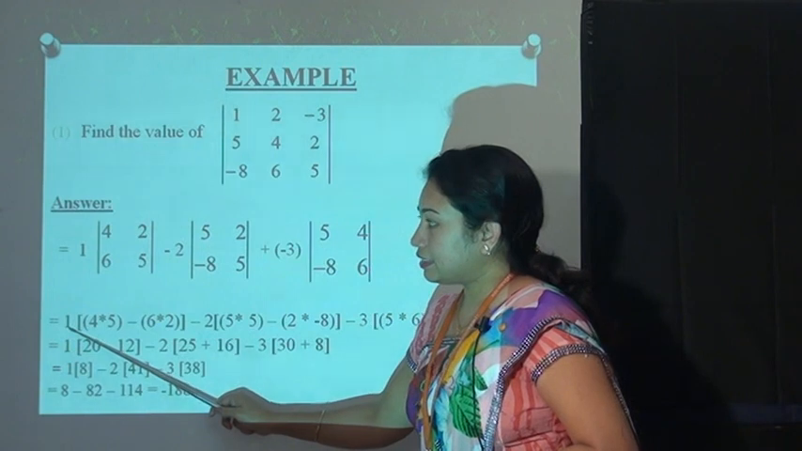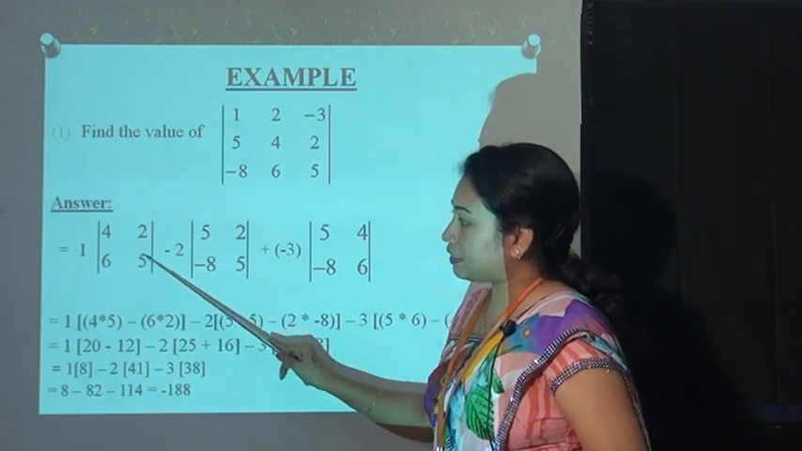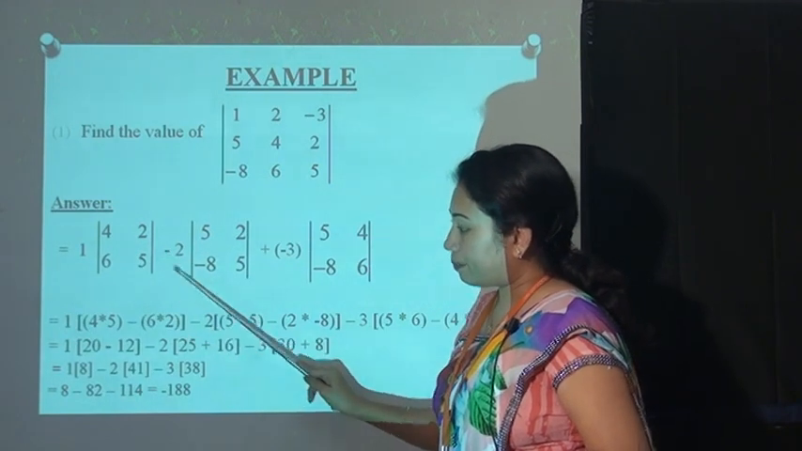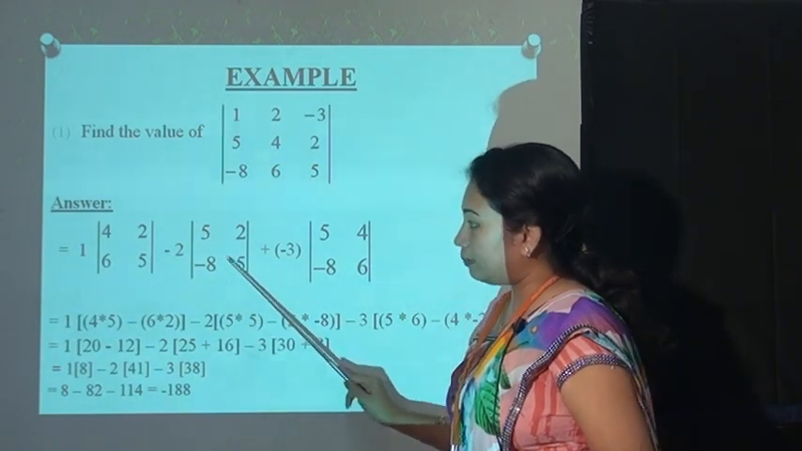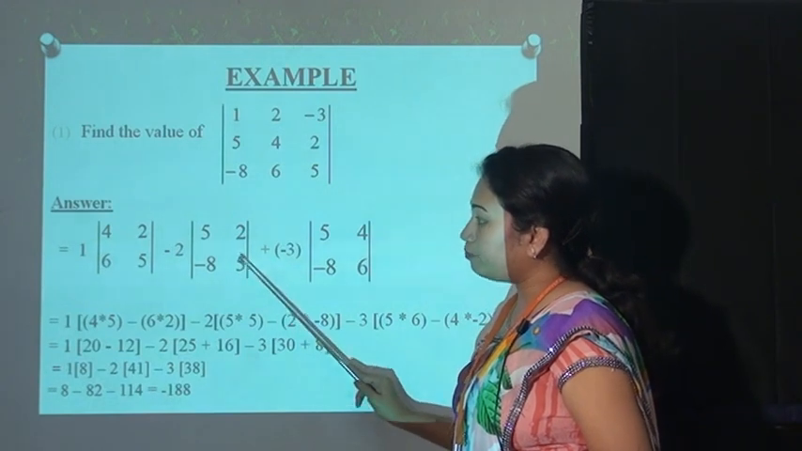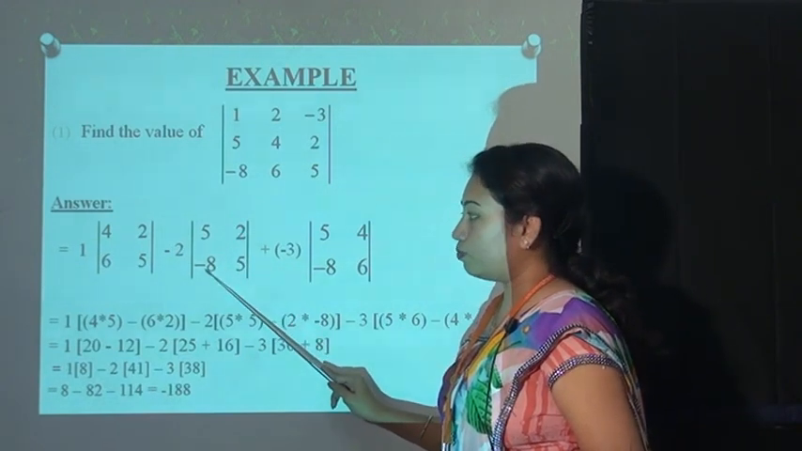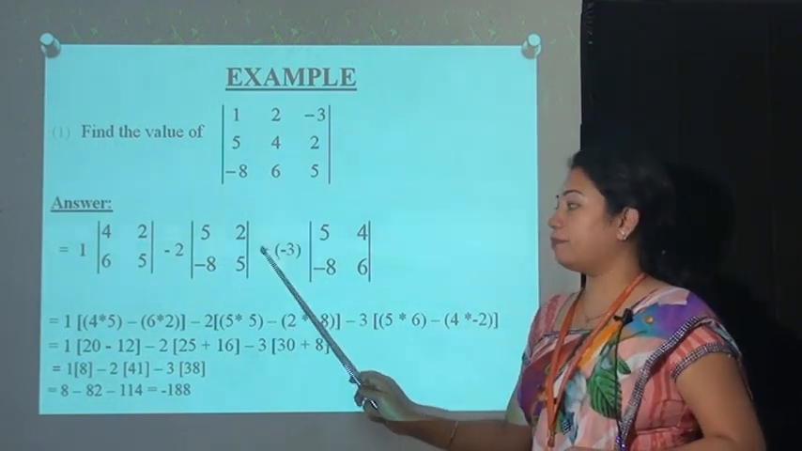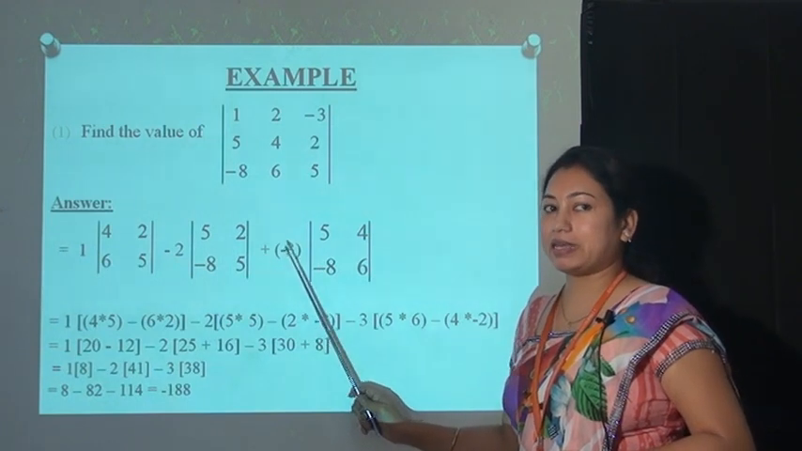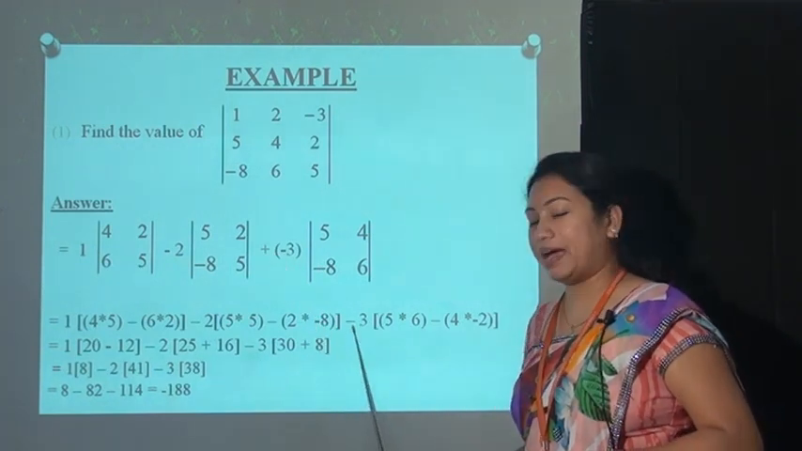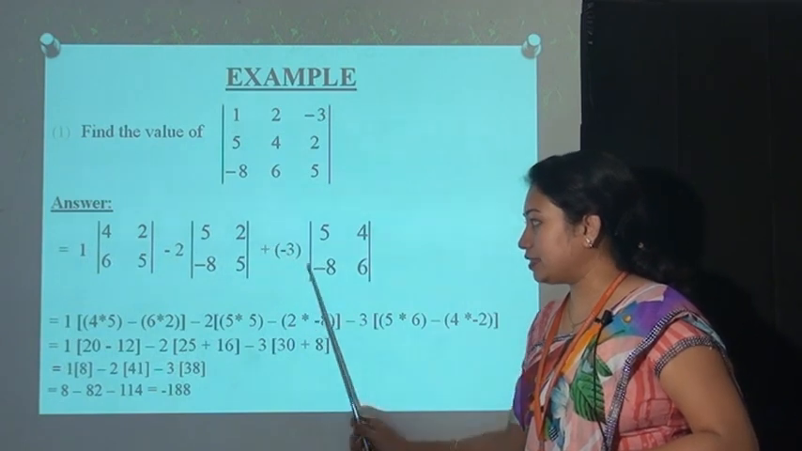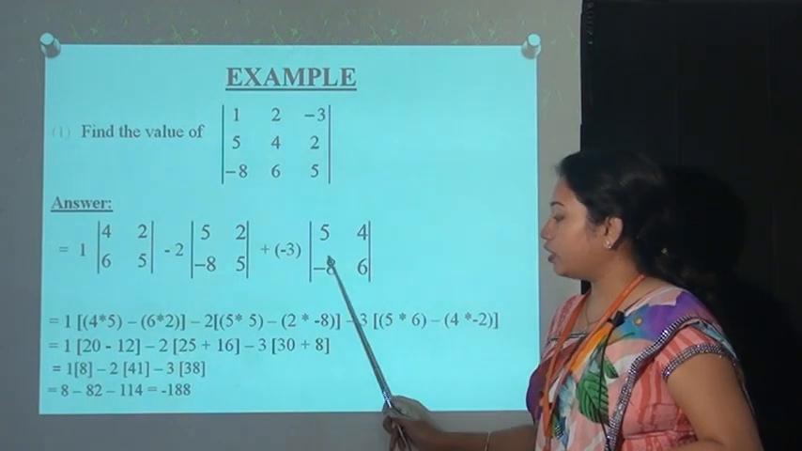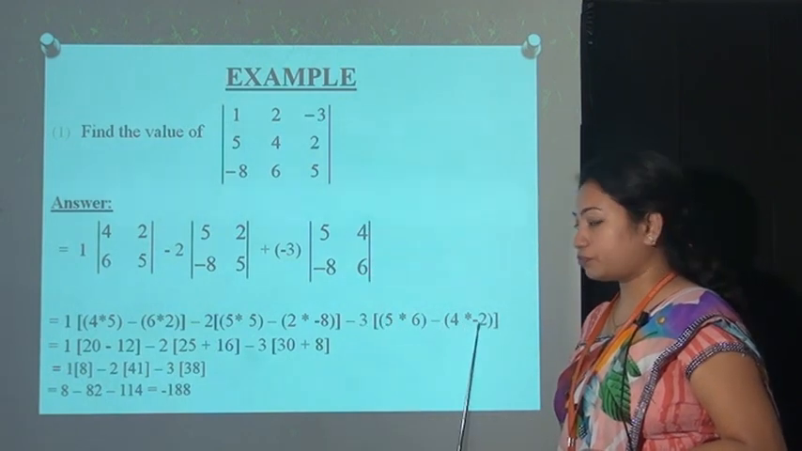So put 1 as it is here, cross multiply these two elements, that means 4 into 5 minus 6 into 2. Minus 2 as it is, cross multiply these two elements: 5 into 5 minus 2 into minus 8. Plus minus: always remember one thing, if we add plus and minus signs, the result is always minus. So plus minus is minus, minus 3 as it is, 5 into 6 minus 4 into minus 8.